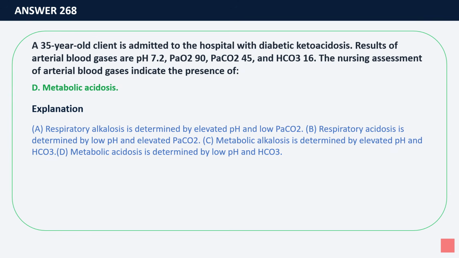Answer: D. Metabolic acidosis. Explanation: A. Respiratory alkalosis is determined by elevated pH and low PaCO2. B. Respiratory acidosis is determined by low pH and elevated PaCO2. C. Metabolic alkalosis is determined by elevated pH and HCO3. D. Metabolic acidosis is determined by low pH and low HCO3.